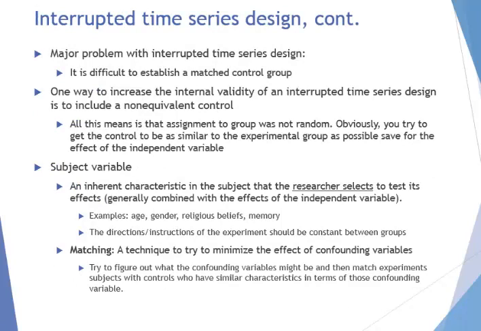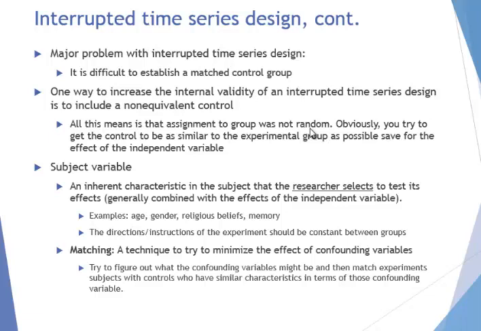Of course, the major problem, as we discussed with an interrupted series design, is that it's difficult to establish a matched control group. In fact, you really don't have a matched control group. You're trying to compensate for that by using many different data points. One way to increase the internal validity is to try to include a non-equivalent control, which means that really what makes this a quasi-experiment is simply that the assignment to the group was not random. But that doesn't mean that you can't try to find something that could act as a control, even though you did not specifically have any power over which one was the control. If you're comparing the effect of a crackdown in Boston to the effect of a non-crackdown in New York, well, you didn't have any control over which one was which, but you can still study that effect.